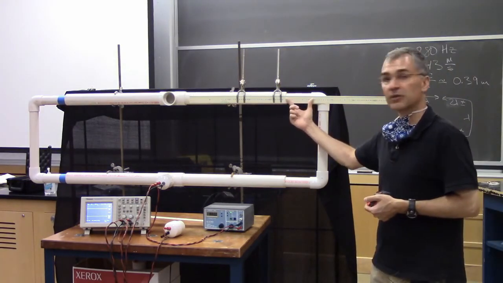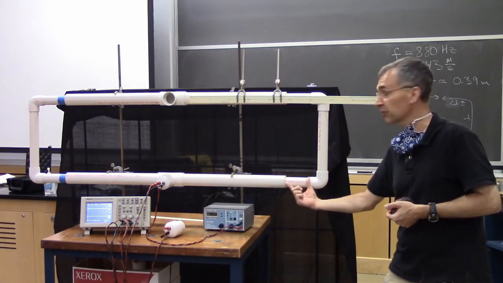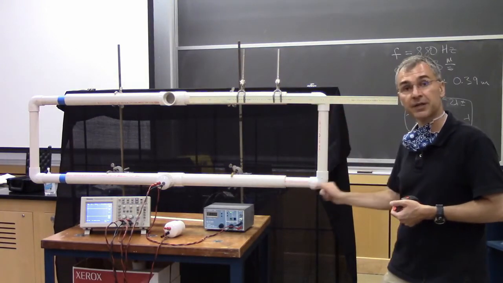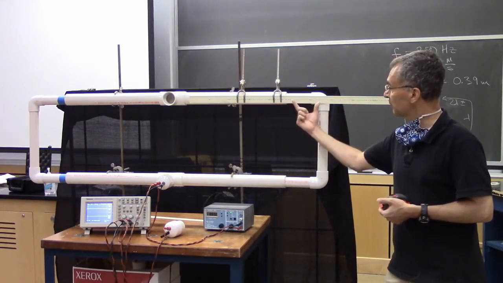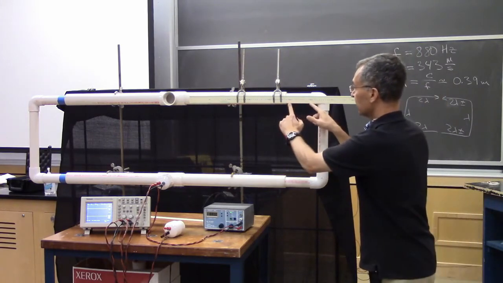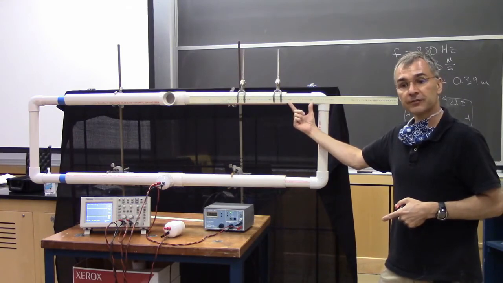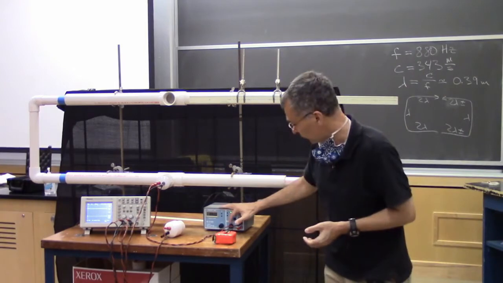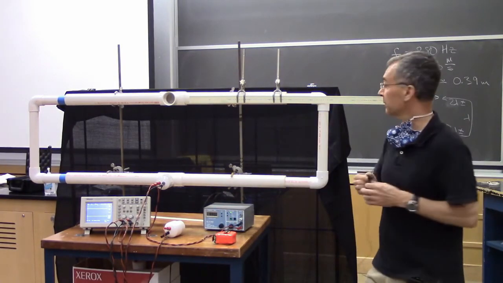If I change this length by 10 centimeters, I'm simultaneously changing this length by 10 centimeters. So I'm changing the total path length by 20 centimeters, which is half a wavelength. So every time I move this by 10 centimeters, it goes from constructive to destructive interference, or from destructive back to constructive. First, it's as if you were sticking your ear in there. Your ear will be my microphone.